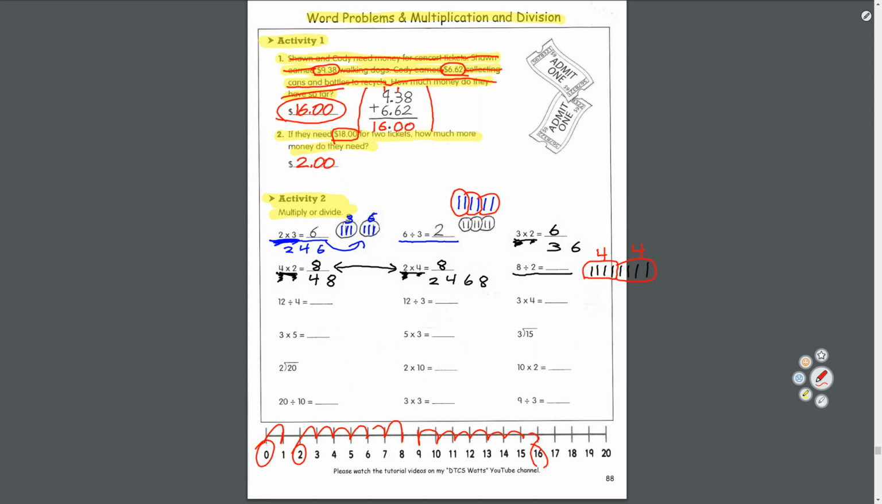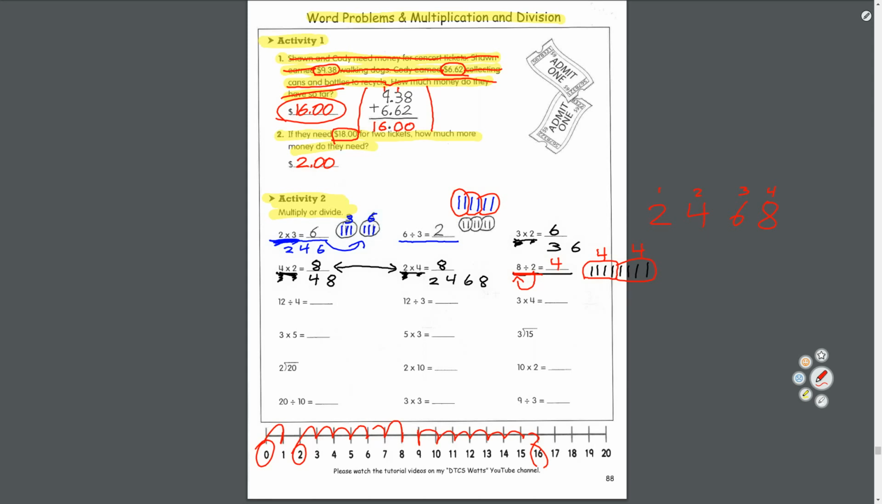Or you can think about it this way. 8 divided by 2, what I want to know is, how many times does 2 go inside of 8? And I'll use my skip counting. So 2, 4, 6, 8. How many was that? 1, 2, 3, 4. 8 divided by 2 equals 4. So you see, you have options when you multiply and divide. How do you like to think about it?